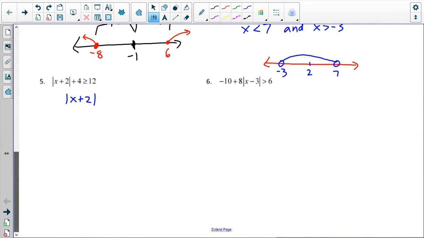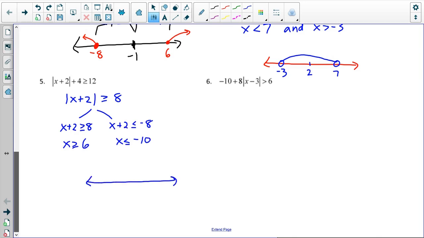The absolute value of x plus 2 is greater than or equal to 8. So that means the two cases are x plus 2 is greater than or equal to 8, and x plus 2 is less than or equal to -8. So x is greater than or equal to 6, and x is less than or equal to -10.